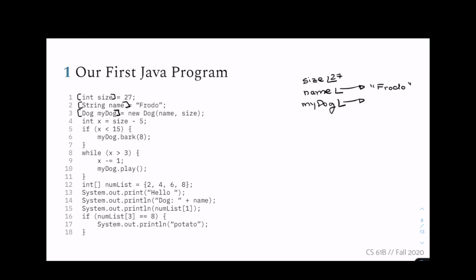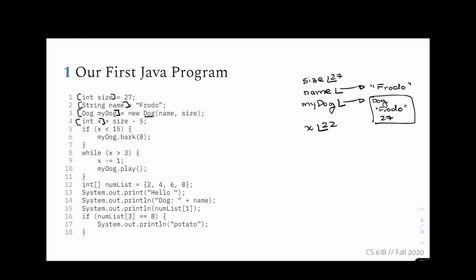And we are creating a new dog by calling the dog constructor with the name and size that we have above. So we have a dog object with the name being Frodo and the size being 27. Now we can go on to the next line. Here we have int x, which is again a new variable, and it's an integer, so we can just plop it right in there. It is size minus 5. So our computer goes up, checks the value of size, which is 27, subtracts 5, and puts that value here.